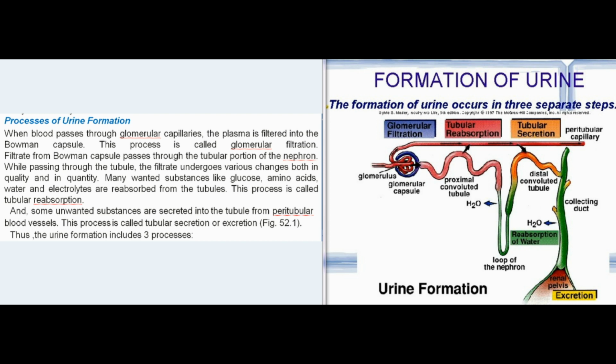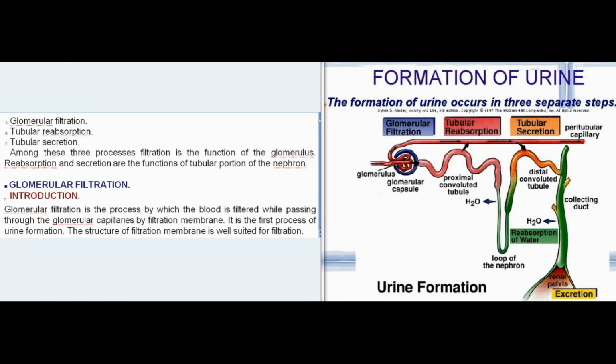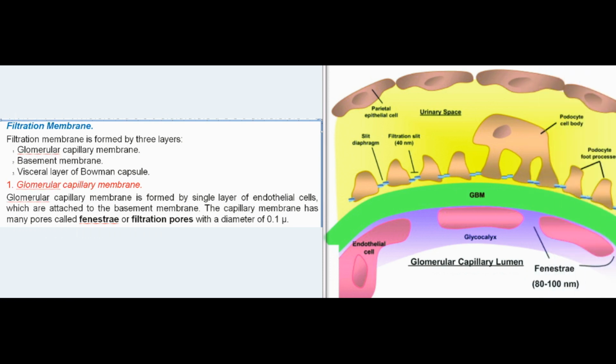Thus the urine formation includes three processes: glomerular filtration, tubular reabsorption, tubular secretion. Among these three processes, filtration is the function of the glomerulus. Reabsorption and secretion are the functions of tubular portion of the nephron. Glomerular filtration. Introduction. Glomerular filtration is the process by which the blood is filtered while passing through the glomerular capillaries by filtration membrane. It is the first process of urine formation. The structure of filtration membrane is well suited for filtration.